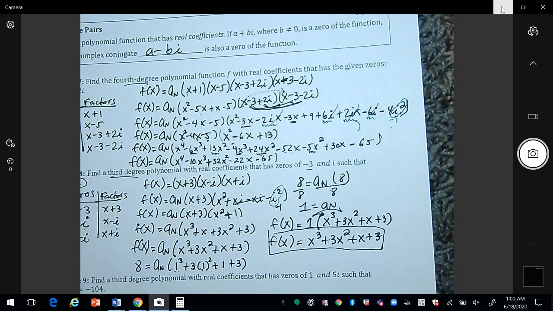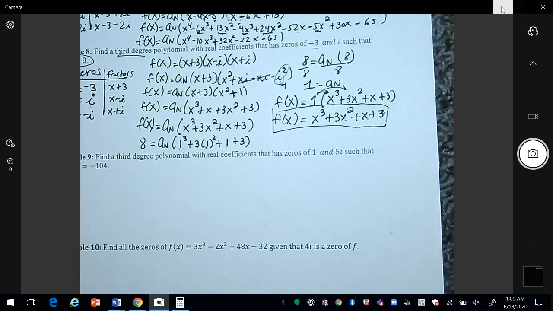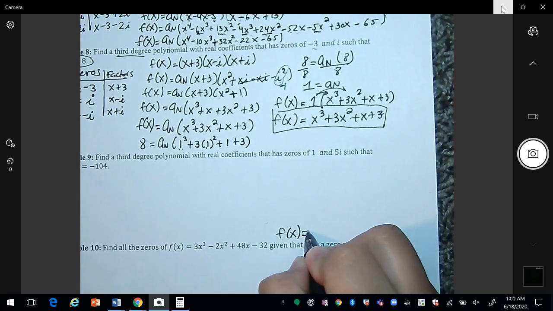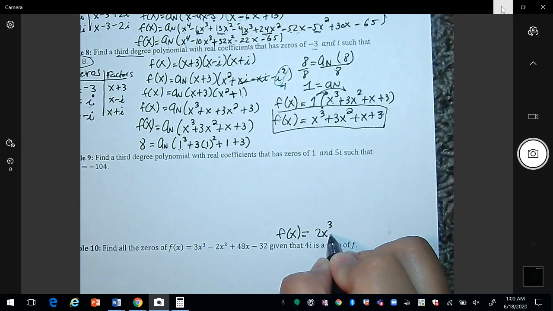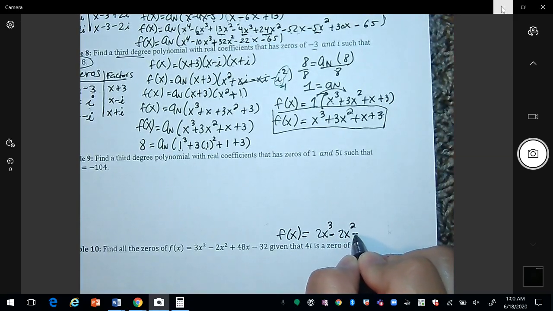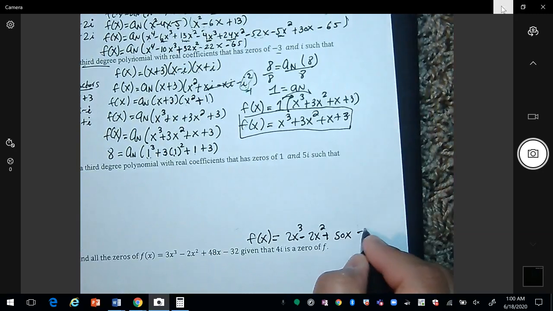Okay, so example 9. The answer for this is f of x is equal to 2x cubed minus 2x squared plus 50x minus 50.